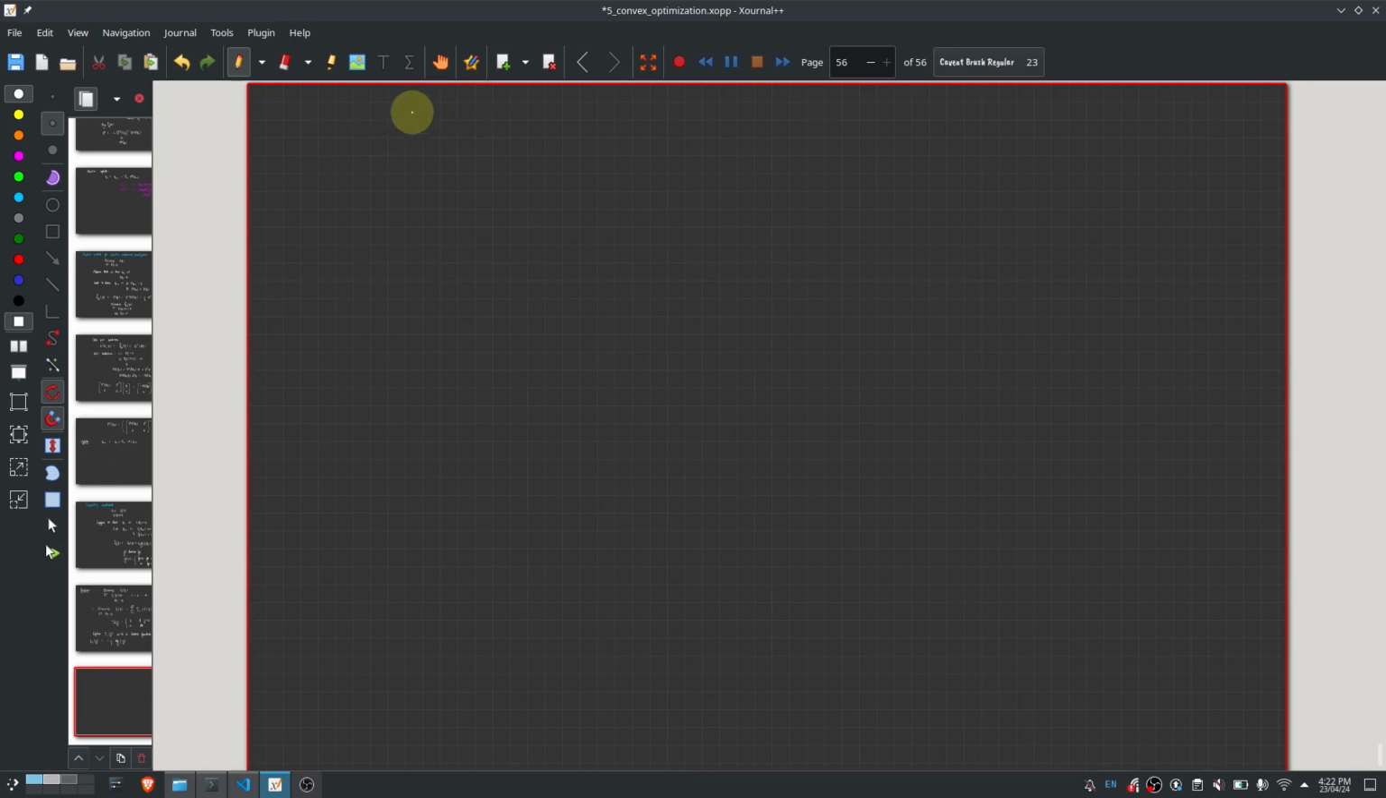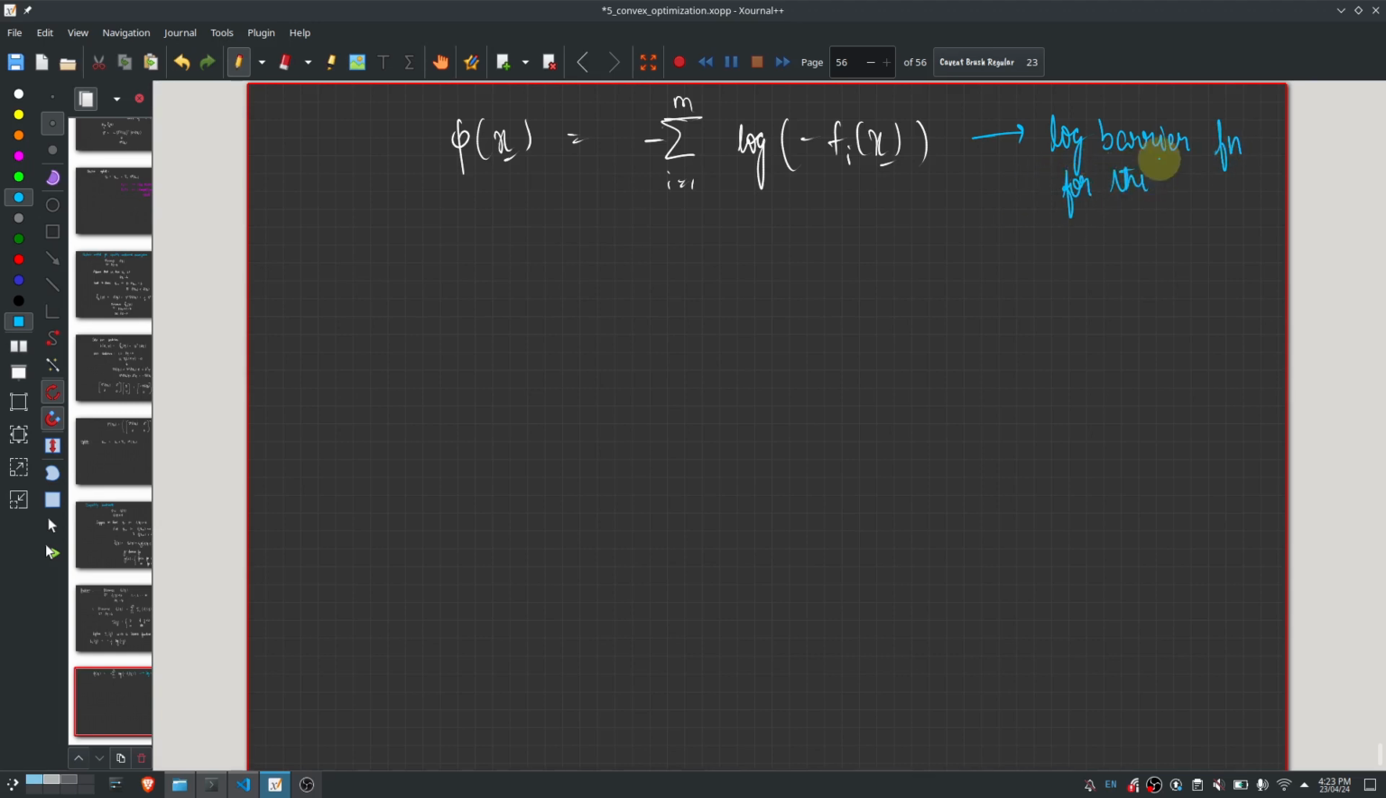Right? So let's define this function phi of x to be equal to the summation i equal to 1 to n of minus log of minus fi of x. Okay, so this is the same as what I had previously without the 1 by t. So this is what I'll call the log barrier function for the problem. So the closer each fi of x is to 0, the larger this is going to be.